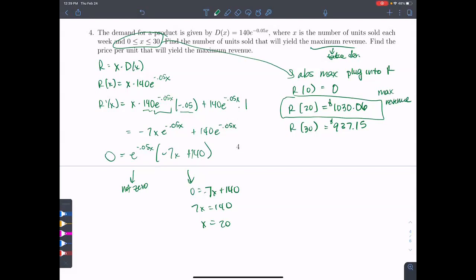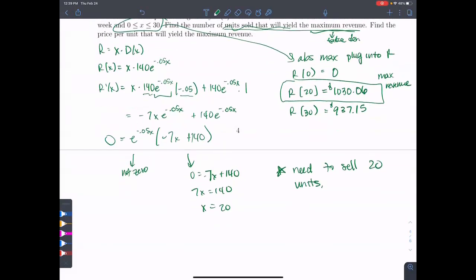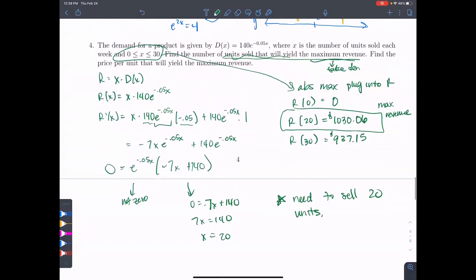So find the number of units sold that will yield the maximum revenue. So we need to sell 20 units. And then find the price per unit that yields the maximum revenue. You just take 1030.06 and divide by 20. That's approximately 51.50.